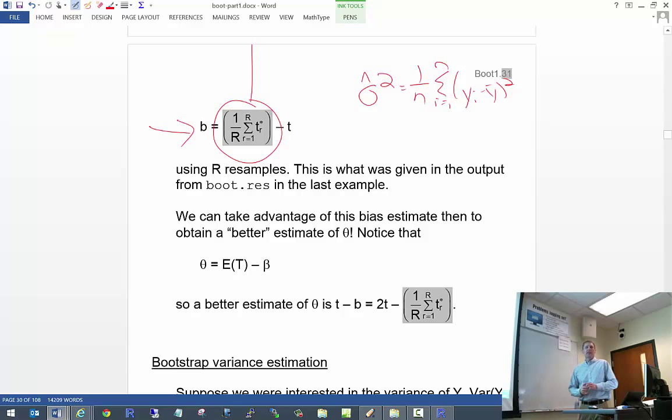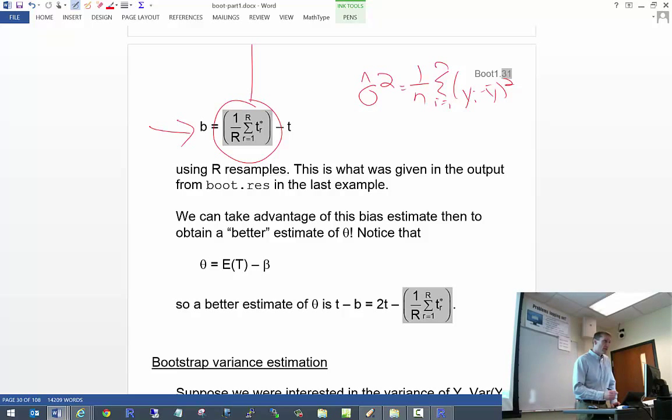So then what you might want to do is calculate the bias of a statistic. And this is what you can do with it. It's kind of cool. You can use this estimated bias to help you figure out a better estimate for your parameter of interest.